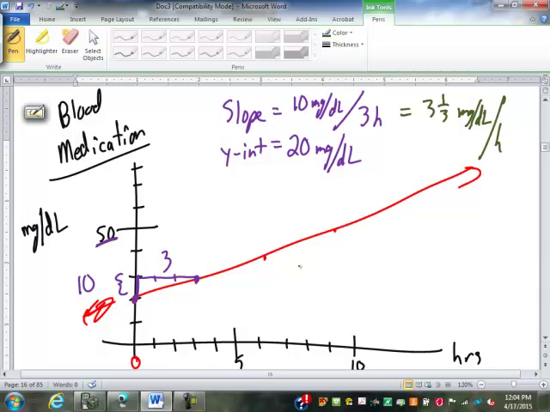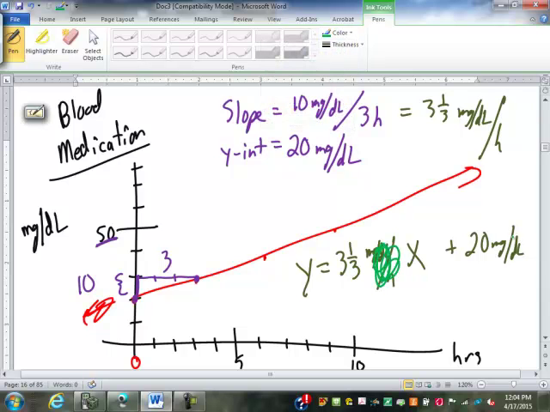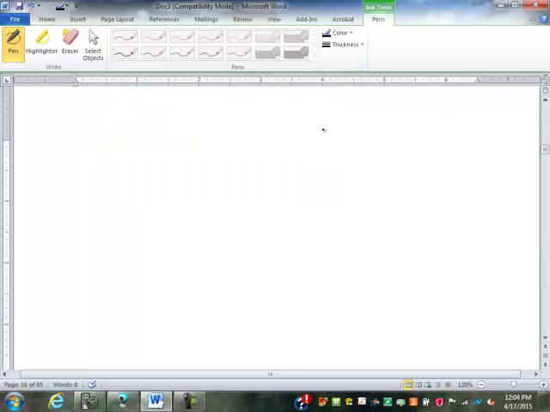So if I wanted to write the equation for this, y equals 3 1/3 or 10/3 milligrams per deciliter per hour times x, because x is our time, plus the 20 milligrams per deciliter. Now in practice, if we left out the units here to make this a simpler equation, that's just fine. Y equals 3 1/3 x plus 20 is the equation that describes that. So I want to look now a little bit more at finding slopes from these graphs, and then we want to look at finding slopes just from data points.